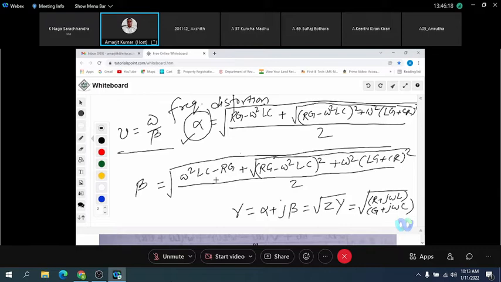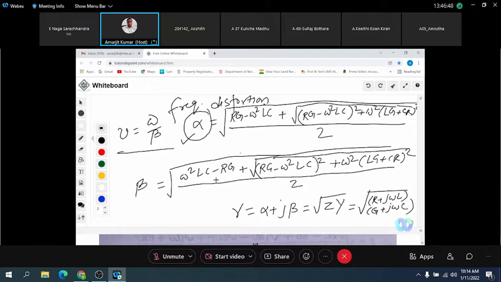So that means different frequency components will travel on the transmission line with different velocities of propagation. Some frequency components will reach the output side faster and some will be delayed more, so they will reach slower. So basically there will be delay distortion.